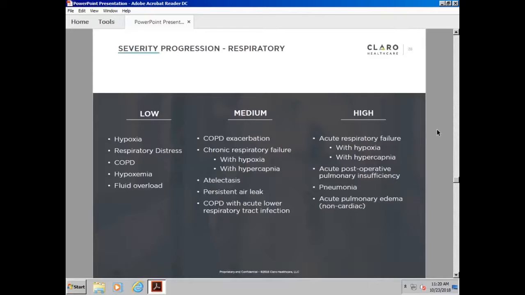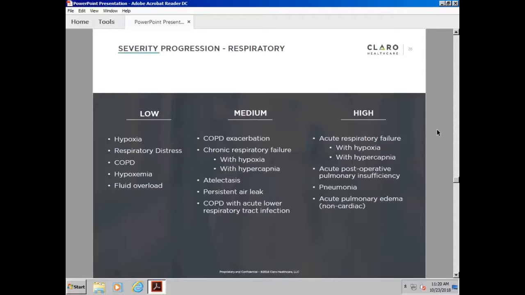Or maybe it's acute respiratory failure, at the highest. So severity and acuity are very important along the continuum of a diagnosis. These first ones are just symptoms. We can code those symptoms or low severity diagnoses, but naming those completely is better to show that severity.